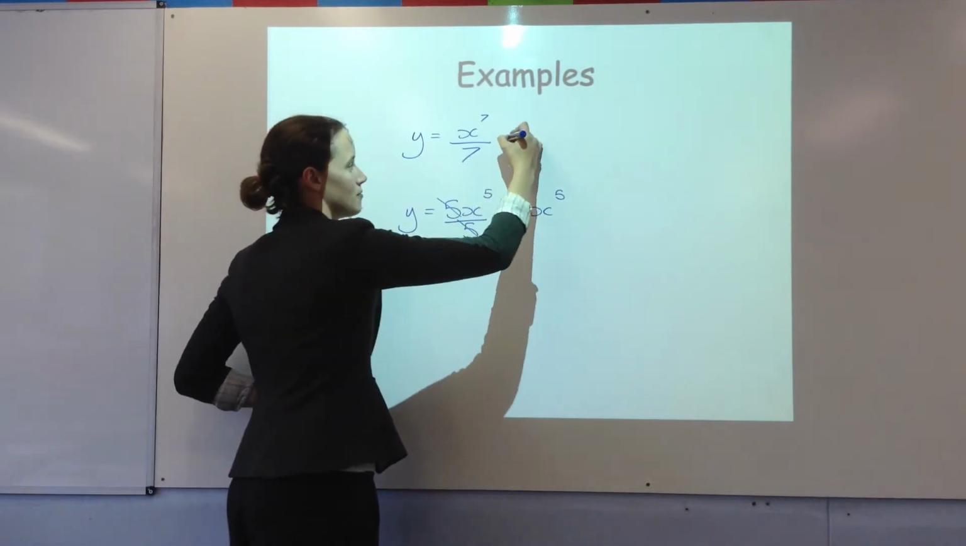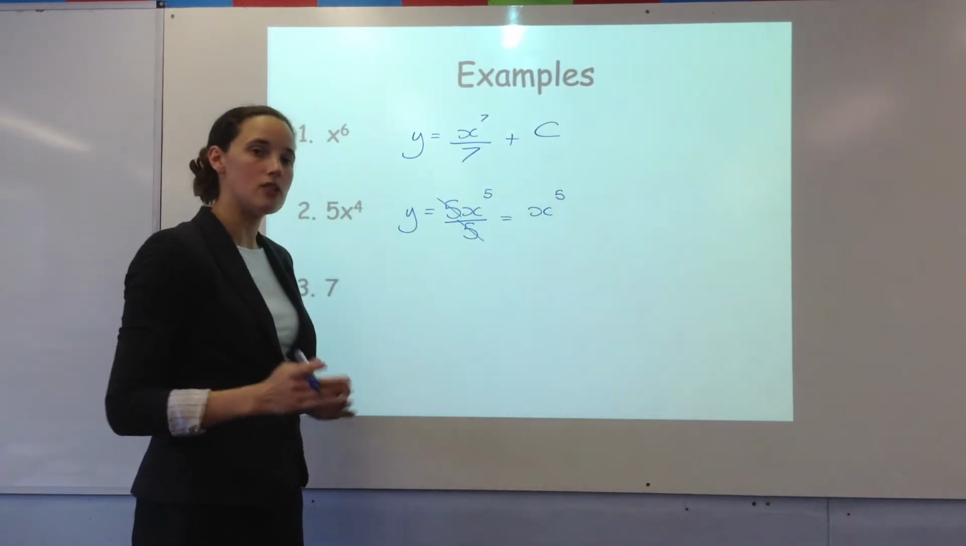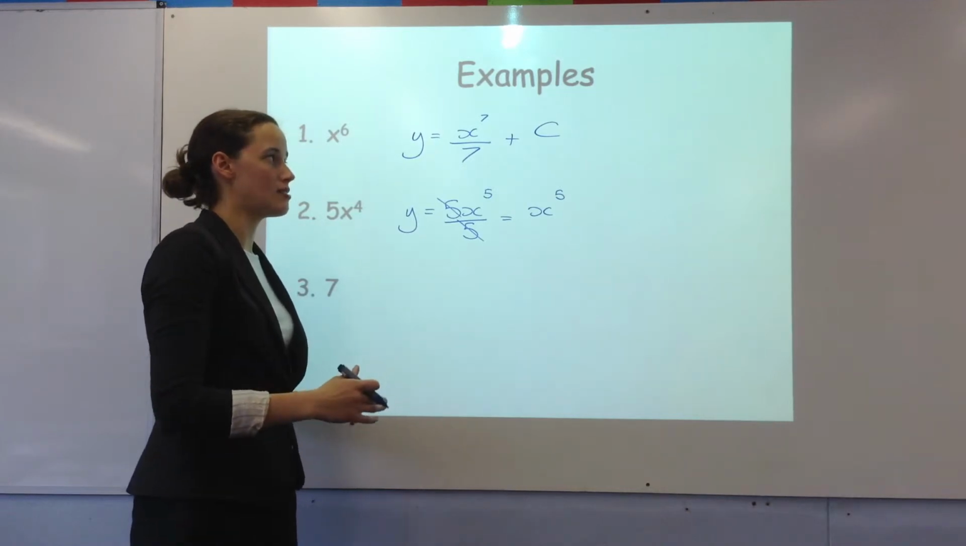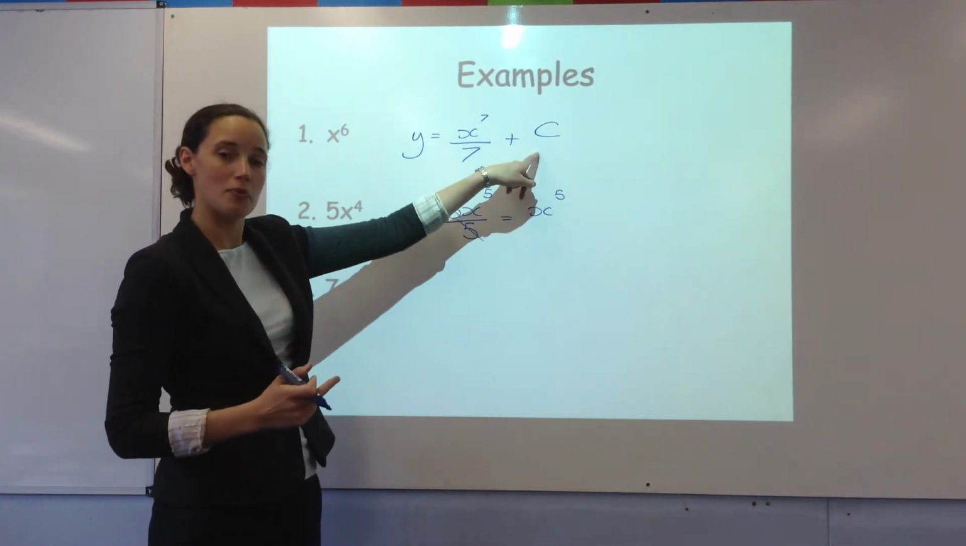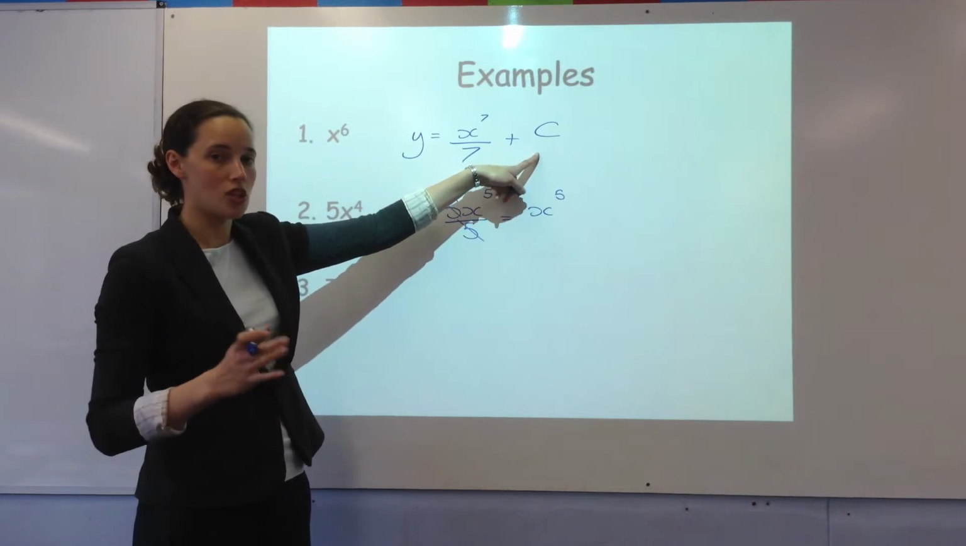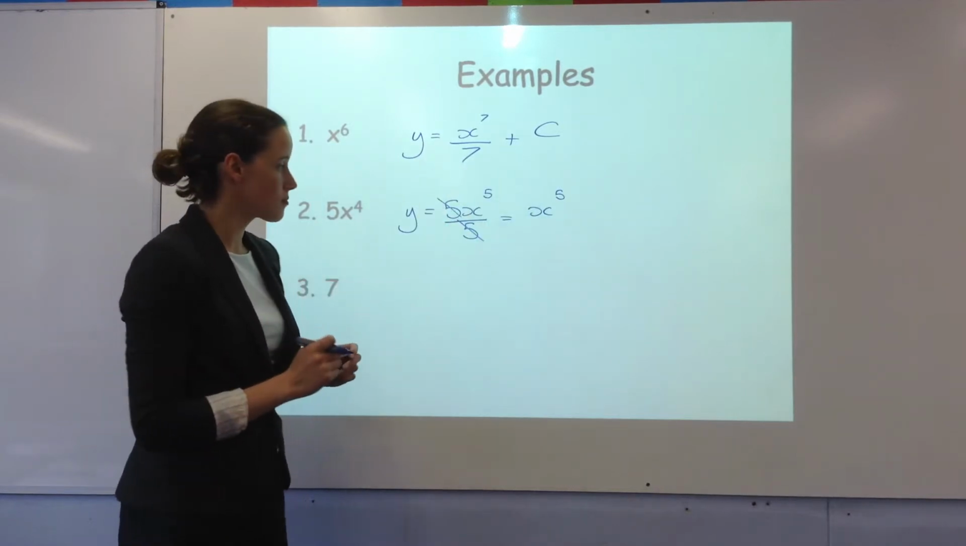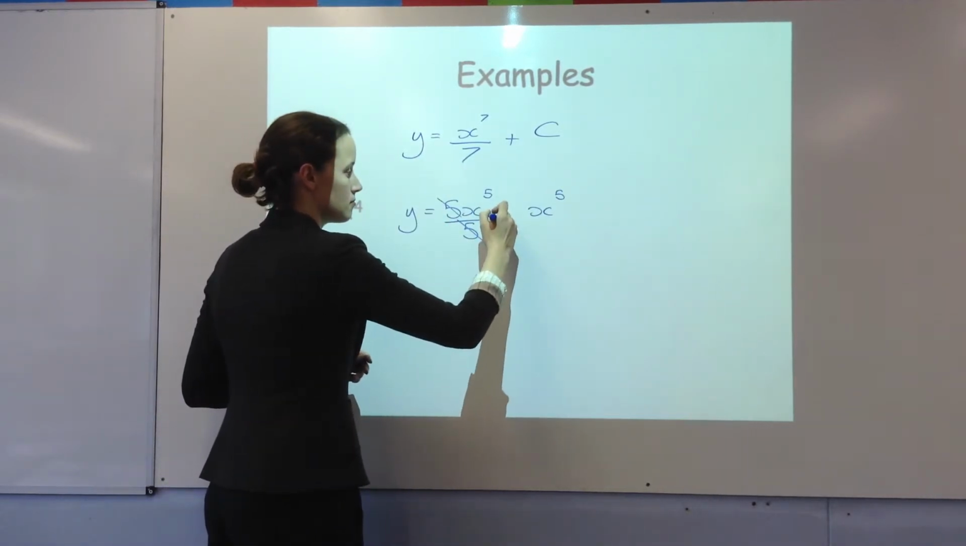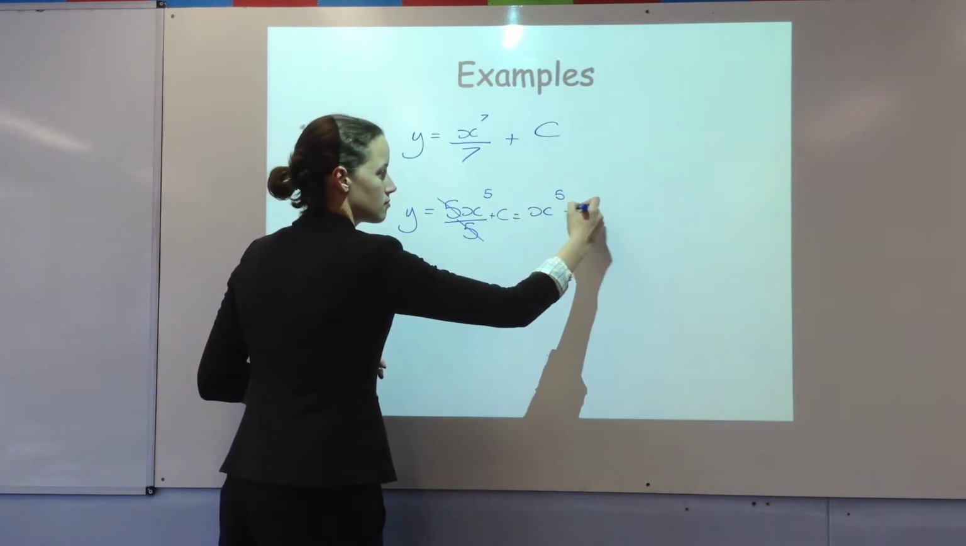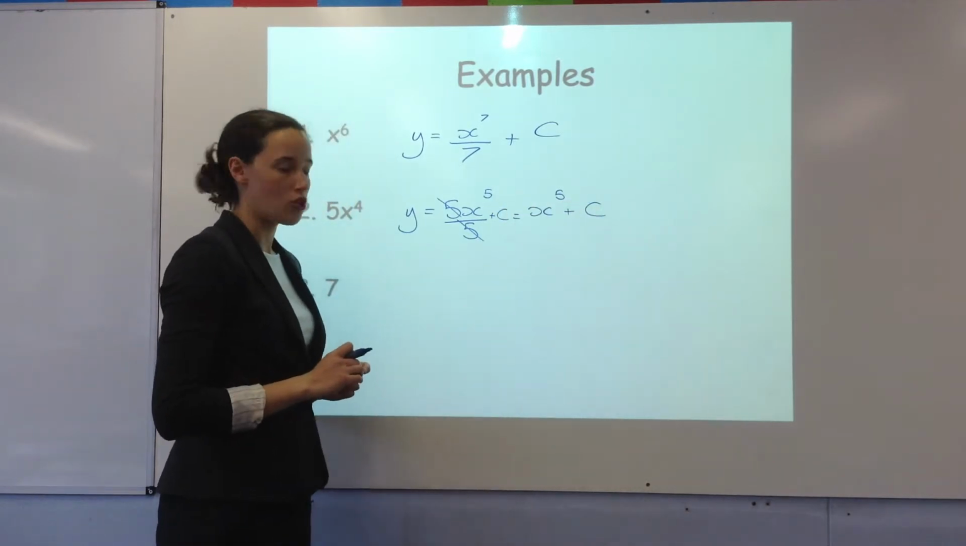So, because there could have been a constant before it was differentiated, when we integrate, we need to make sure that we put the constant back on. But we just don't know what it is, so we're going to call it c. And this one here, I can then put the constant on.